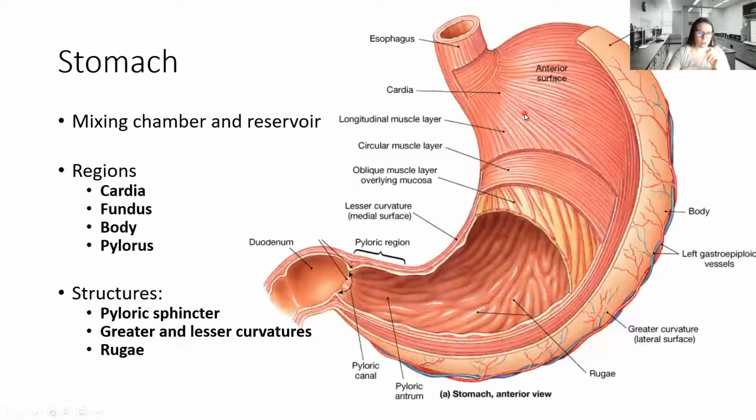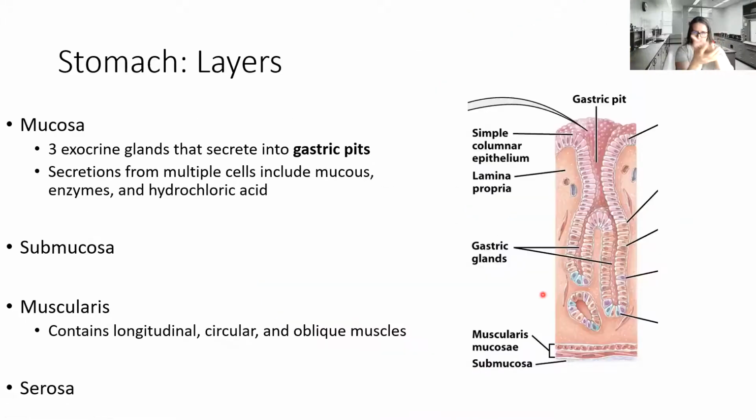But the big difference is that the muscularis, you might have caught it, has 3 layers. So we have our longitudinal layer, which goes the length of the stomach, the circular that goes around, and then we have oblique. The reason we have this 3rd layer is because your stomach is churning and mixing to liquefy your food. So we wanted to have an additional layer to really get that mixing.